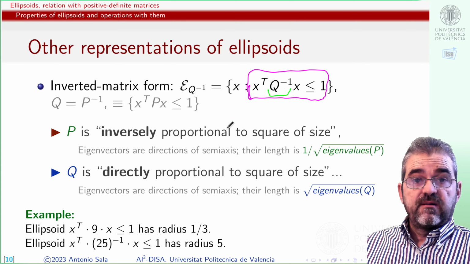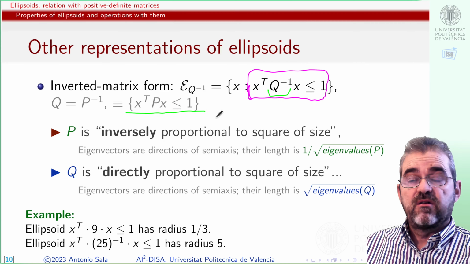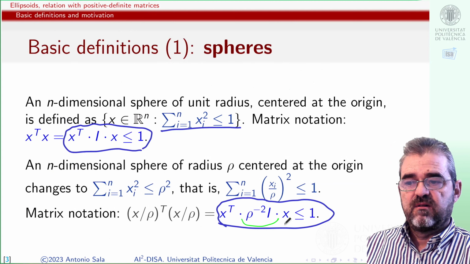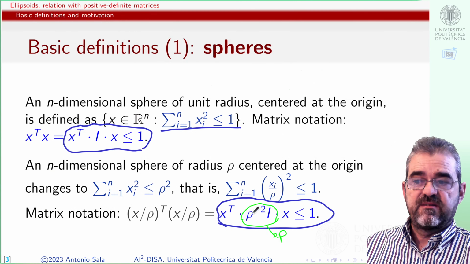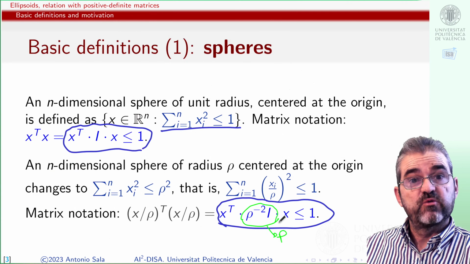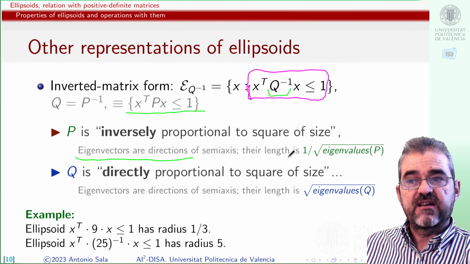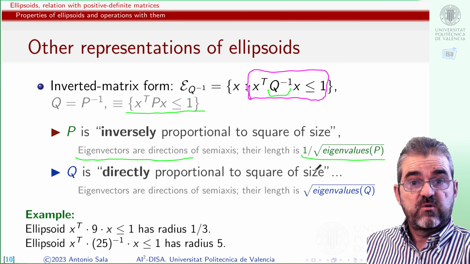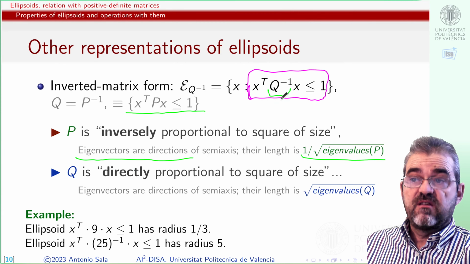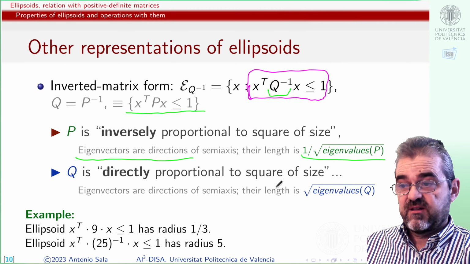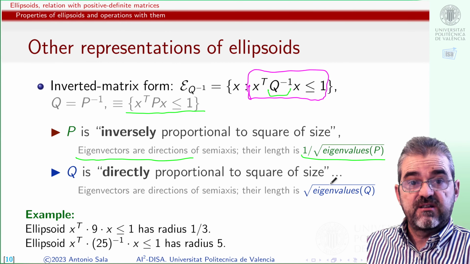The thing is that if we think in the non-inverted way of writing the equation, then P is inversely proportional to the square of size. For instance, if we call P this thing, then it's inversely proportional to the square of the radius. The eigenvectors are the directions of the semi-axes and the length is 1 divided by the square root of the eigenvalues. And if we think in the inverted way, if we think of the inverse of P, then the lengths are the square roots of the eigenvalues and not those of the inverse.